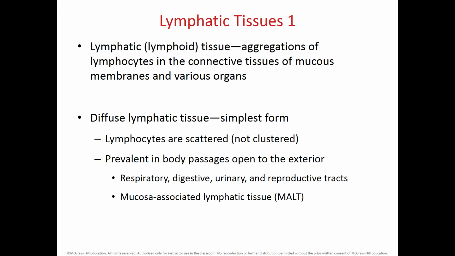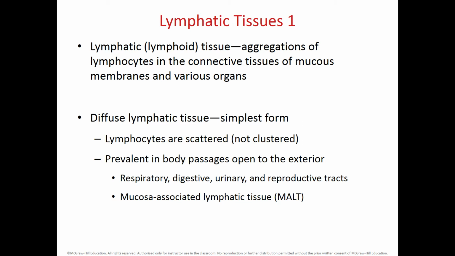Okay, so we talked about the cells. Now let's talk about the lymphatic tissues. So lymphatic tissues are known also as lymphoid tissues, and they are collections of lymphocytes or nodules of lymphocytes located within the connective tissues of mucous membranes and various organs. Now, when this lymphatic tissue is located within the mucosas, it is also known as MALT, M-A-L-T, as you can see on the bottom of the slide, mucosa-associated lymphatic tissue.